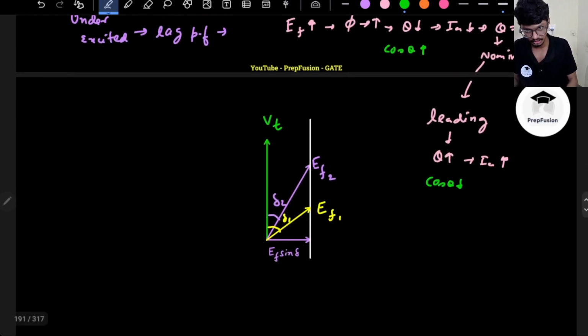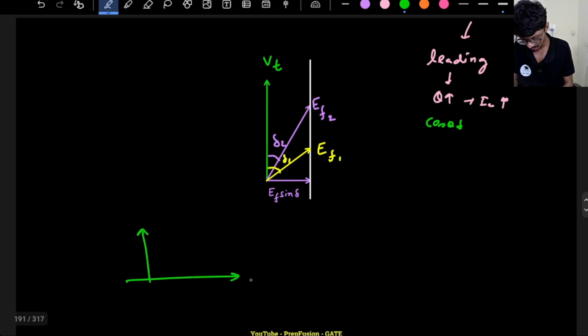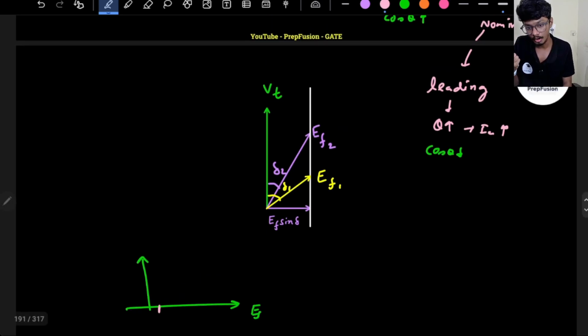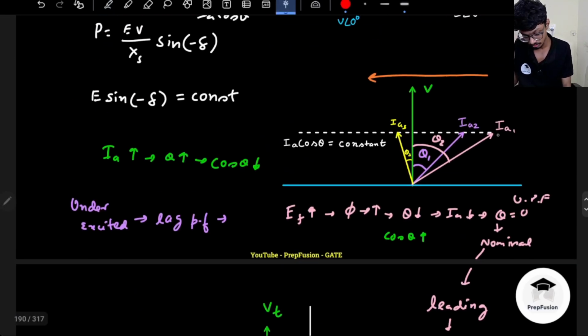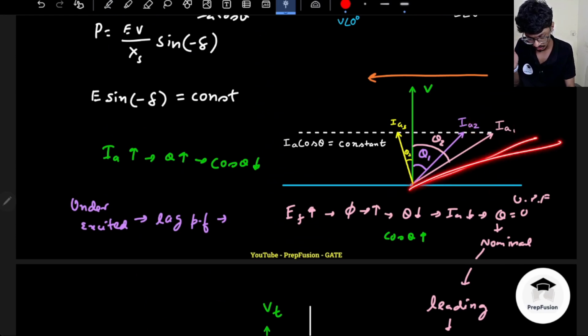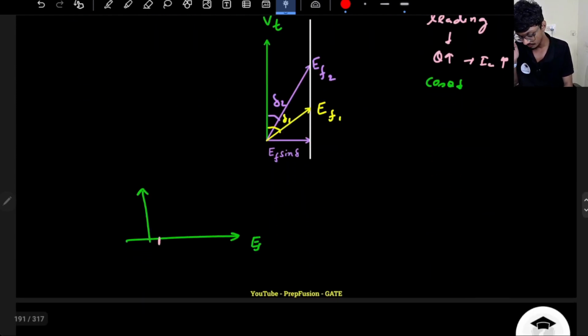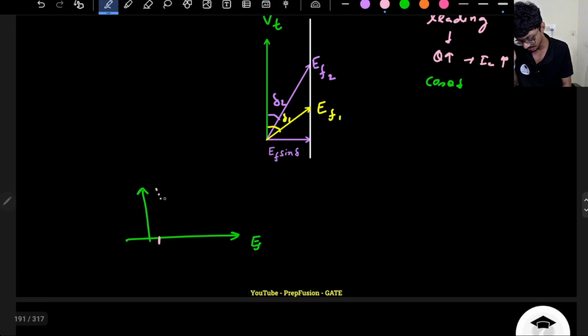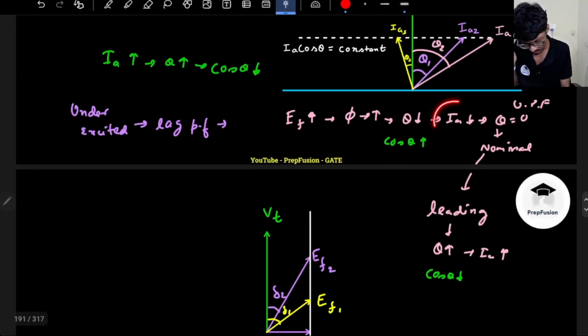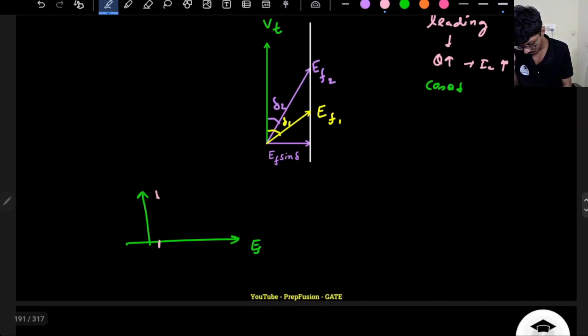Basically, if I want to plot the graph with respect to excitation, what I see is that at certain excitation the armature current will be very high, because it will be almost anti-parallel. If theta is 90, IA current will be very high, like an asymptote, something like this. Again, IA current will reduce till a minima.